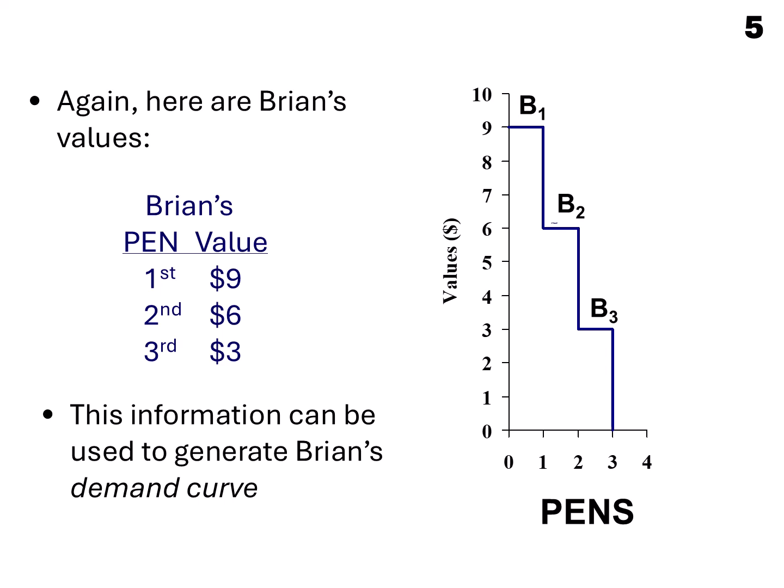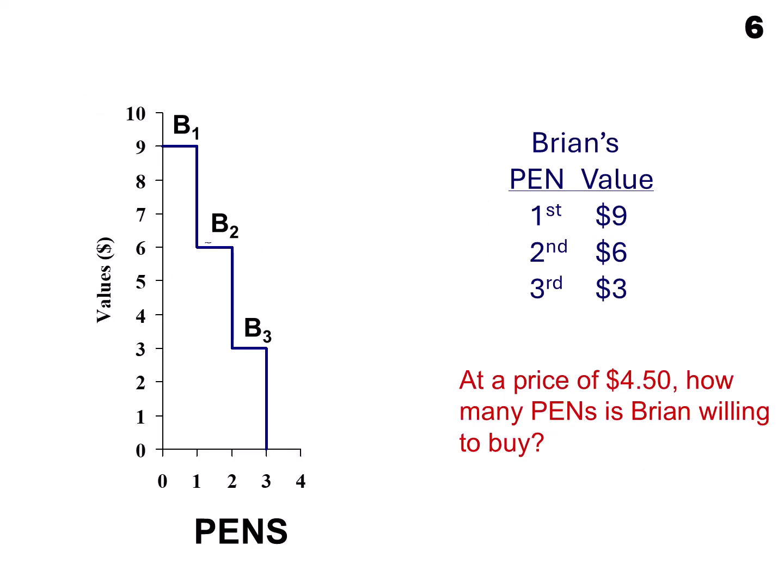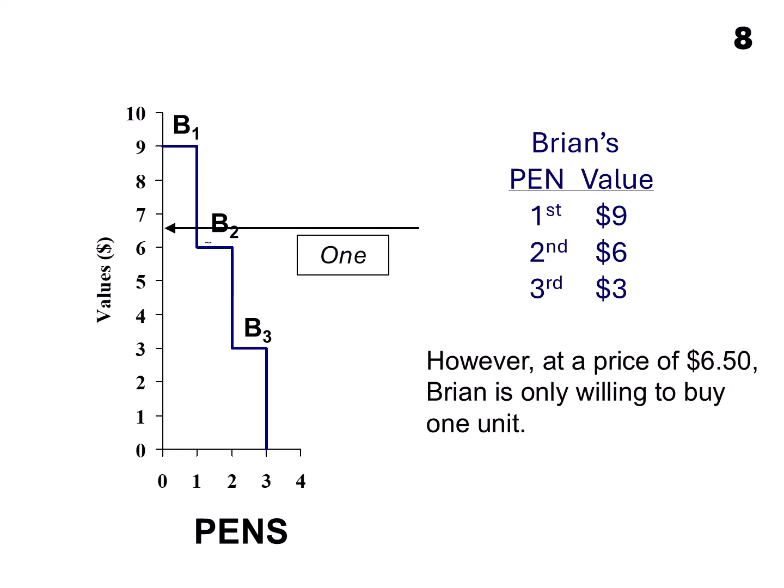Slide 6. Given this information, we can determine how many pens Brian wants to buy at different prices. Let's try it. How many pens is Brian willing to buy at a price of $4.50 per pen? Take a minute and think about this. Slide 7. If you answered 2 pens, you are correct. Brian has 2 values above $4.50, thus, he would be willing to buy those units. Slide 8. However, at a price of $6.50, Brian has only 1 value above that price and would only be willing to buy 1 unit.